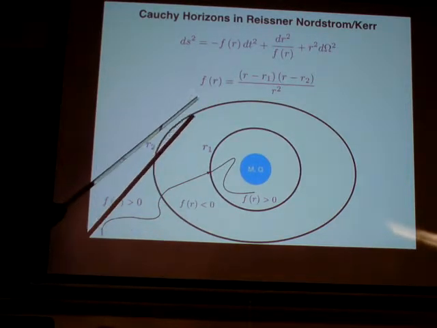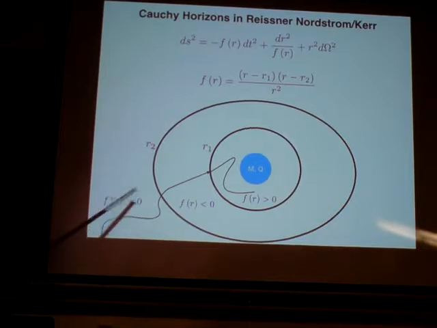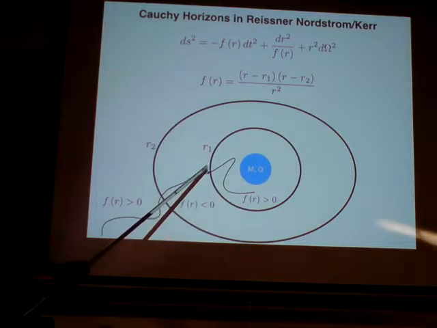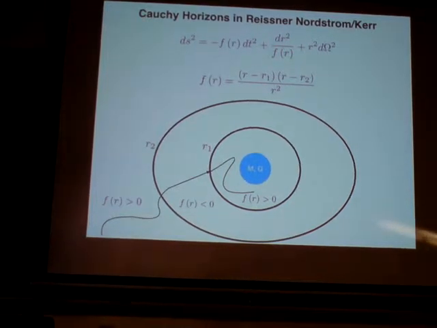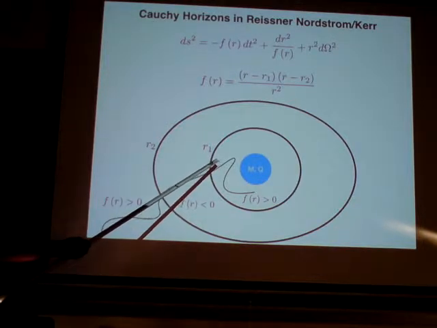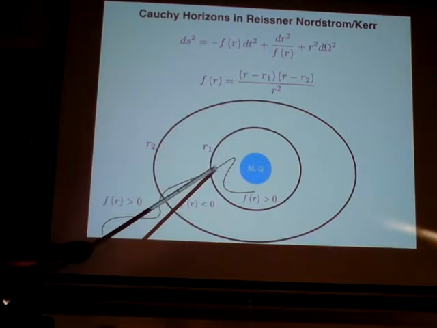Because you have an inner and outer horizon, the following is true. This quantity f of r is positive when you're outside the outer horizon. It's negative in the region between the outer and the inner horizon. And it is positive again once you're inside the inner horizon. And that means if you're someone falling in, outside over here you can move back and forth in r, no one cares. But the moment you're inside the outer horizon, you have no option but to keep falling towards the inner horizon. And let's say you go inside the inner horizon.